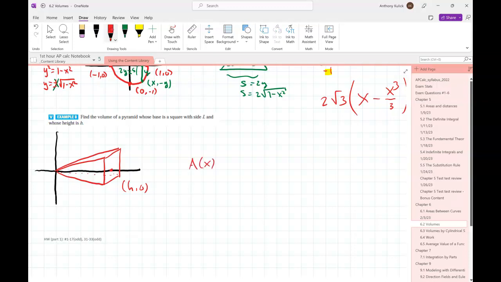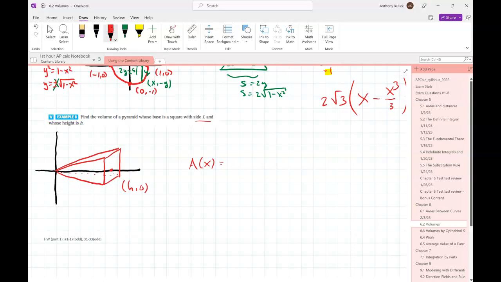So my area function is going to be the square, right? Back to the h here. So h is the height of the pyramid. Squares don't have heights. Right. Is that cool there? It says the square has side length L. So obviously at the base, the cross section is L squared.